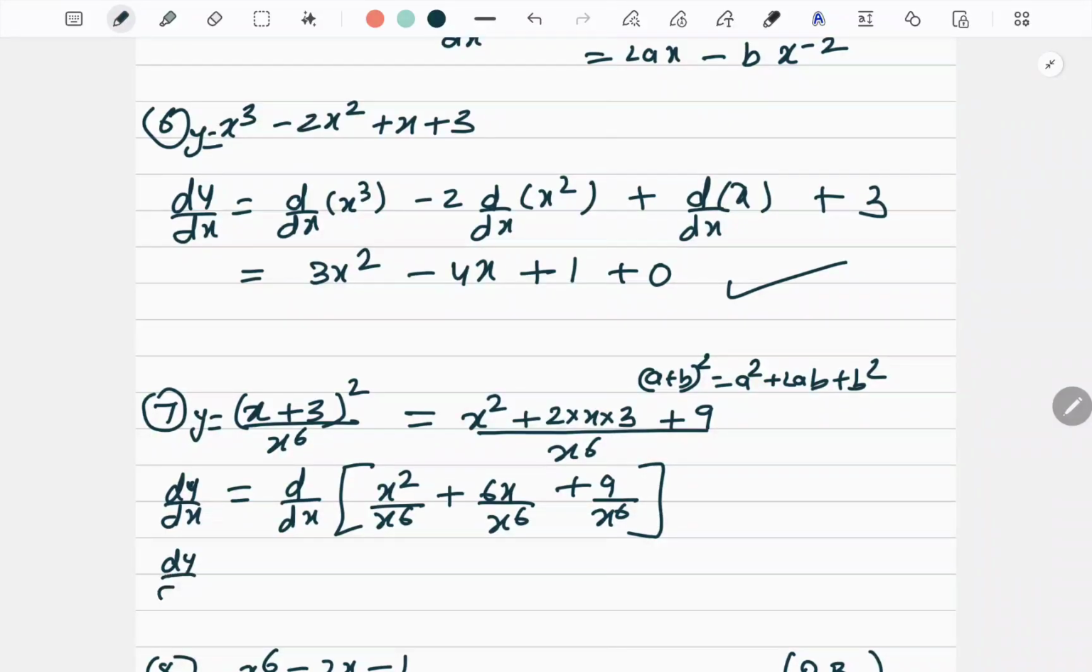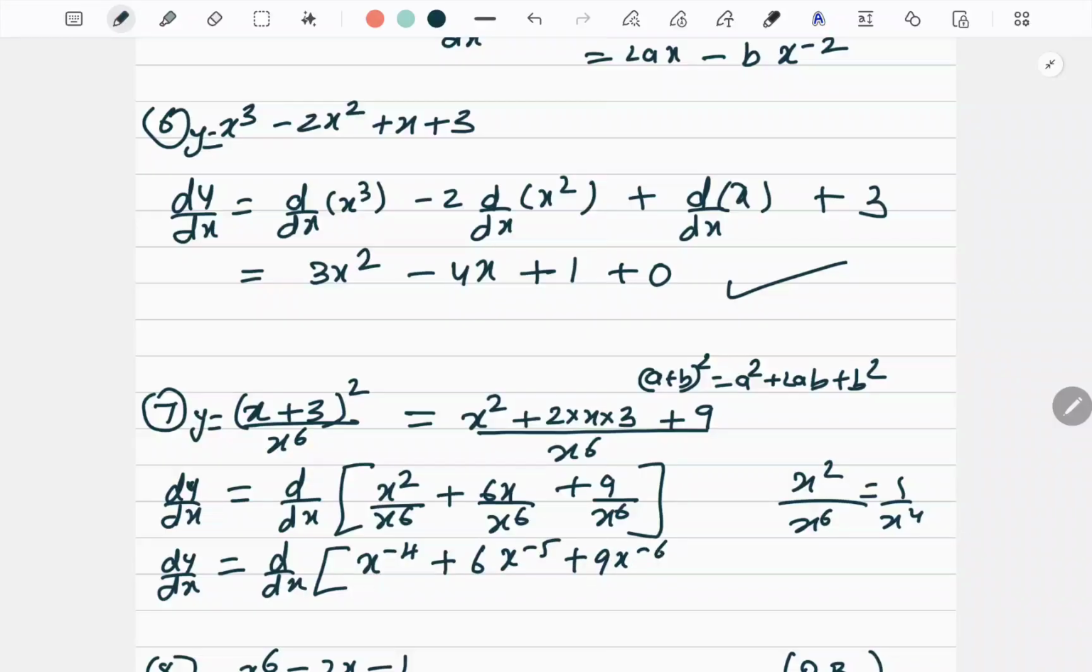So dy/dx is equal to x² upon x⁶, which is 6 minus 2 equals 4, so this becomes 1 upon x⁴. So d/dx of x to the power minus 4, right? x² upon x⁶ is equal to 1 upon x⁴, and when it goes up it becomes x to the power minus 4. Plus 6x upon x⁶, the x is cancelled, so 1 upon x⁵, so 6x to the power minus 5, plus 9x to the power minus 6.